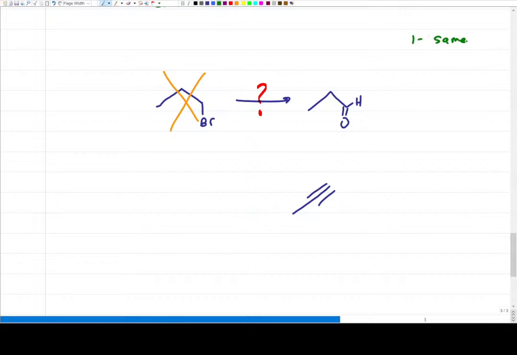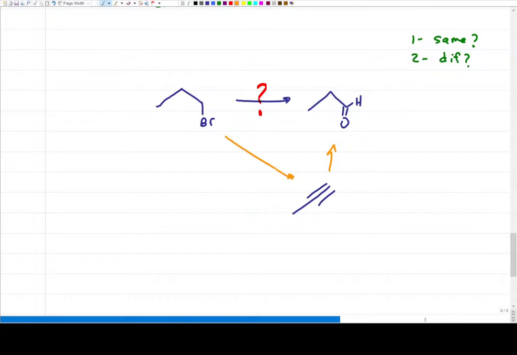Question 1, what's the same? All of the carbons. Question 2, what was different? Bromine turned into an aldehyde. If I take a terminal alkyne and I react it with a hydration reaction, we'll do the reagents shortly, that will turn it into my aldehyde. Well, it'll be a 2-step process, which we'll get into in a moment. But now I have a new question.